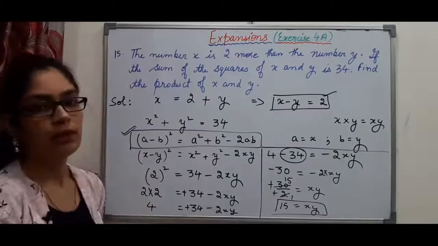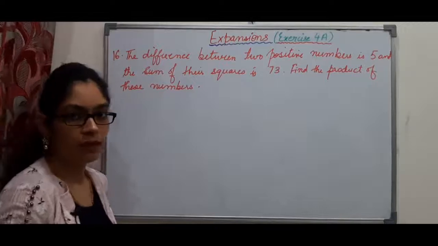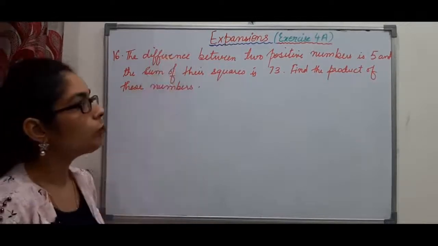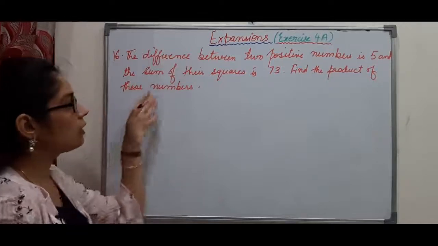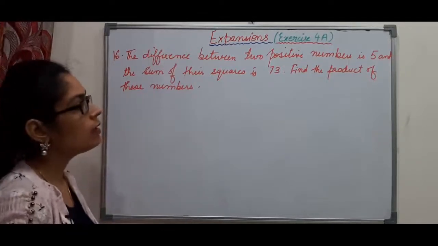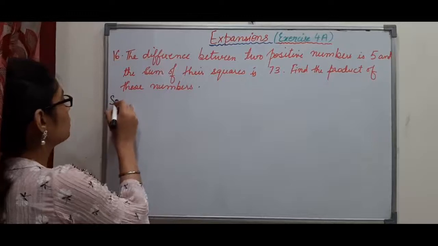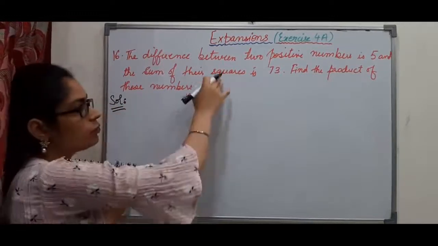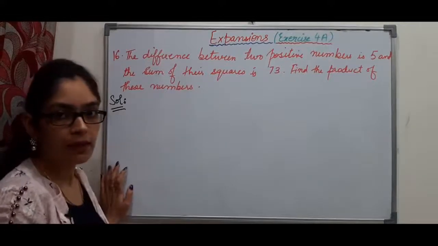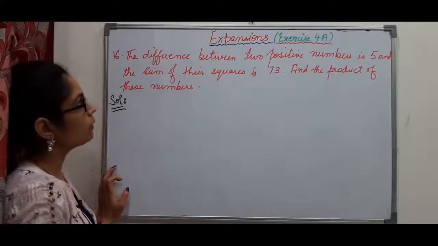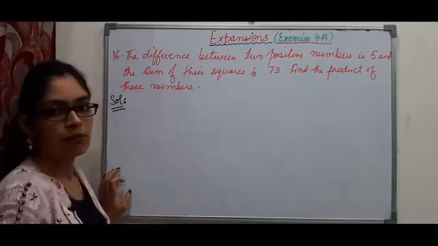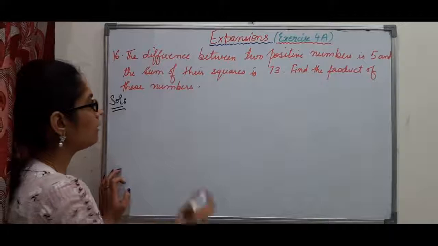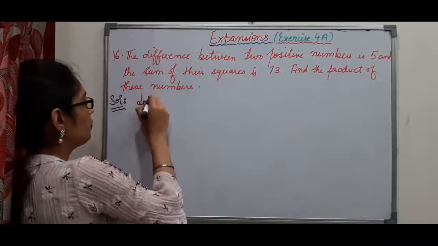Now let's do the next question. In the 16th question it's given, the difference between two positive numbers is 5 and the sum of their squares is 73. Find the product of these numbers. See, this question is similar to the previous. First we have to make the mathematical expressions, then only we can solve it. Here numbers are not given to us, like in the previous question it was mentioned already that the numbers are x and y. So here we can assume the numbers.